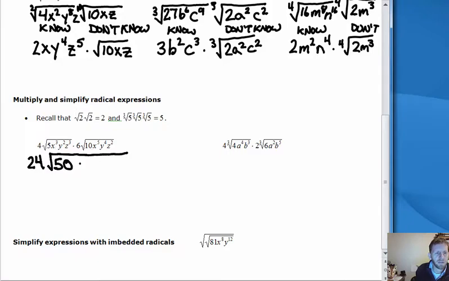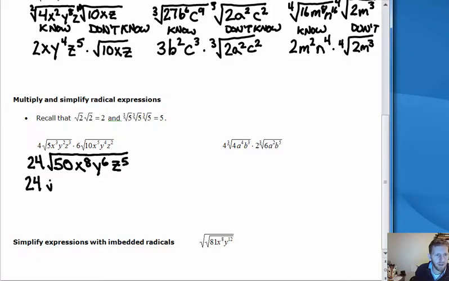X cubed times x to the 5th, add the exponents, that's x to the 8th. Y squared and y to the 4th will give you y to the 6th. Z to the 3rd and z to the 2nd gives you z to the 5th. We're now going to break the square root apart into things we can square root and things we can't.